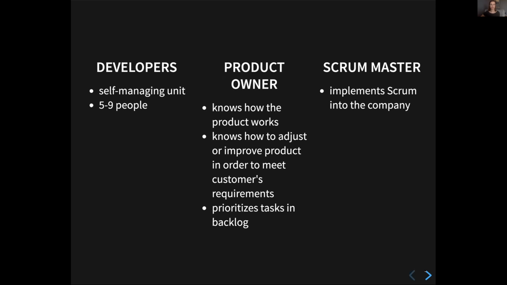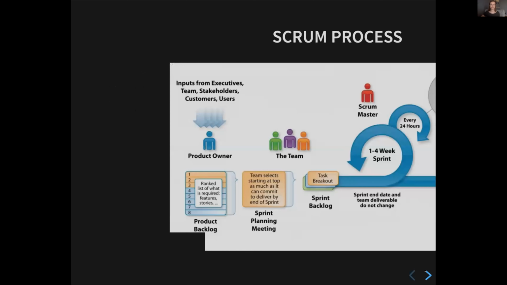The Product Owner is a person who knows everything about the product and how to improve it in order to fulfill customers' needs. His main job is to prioritize tasks in the backlog. And the Scrum Master is a person who implements Scrum and looks after all the events and all these principles I've mentioned before to be used in the company.